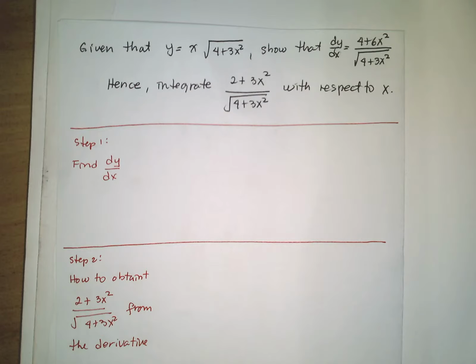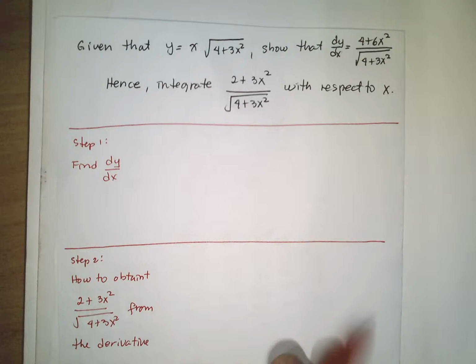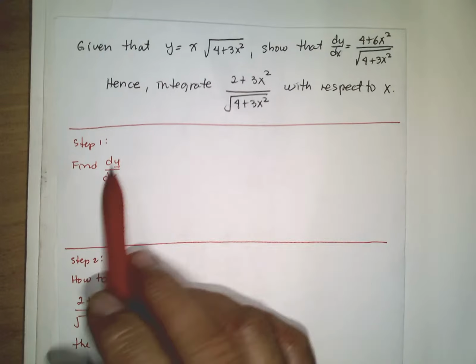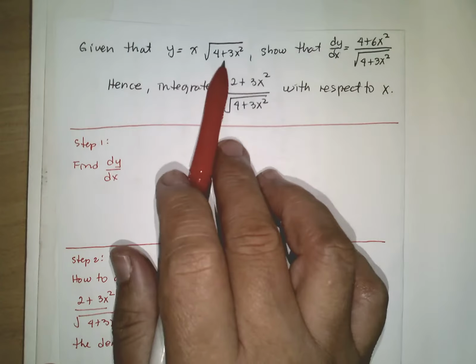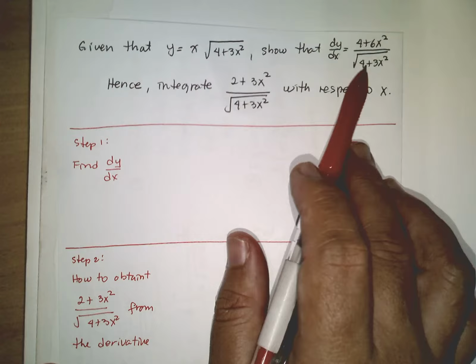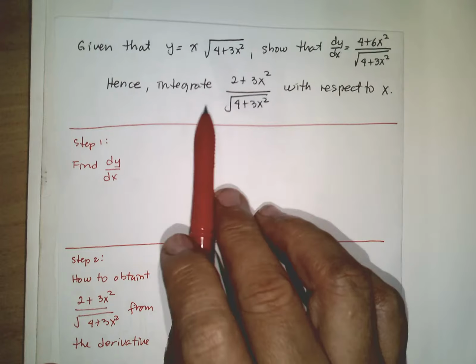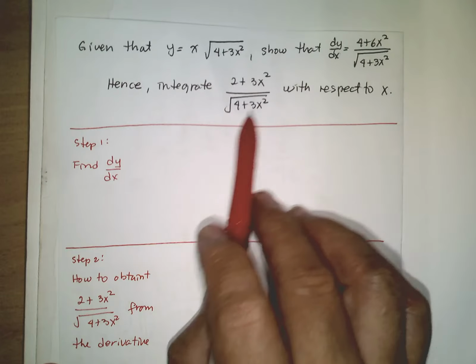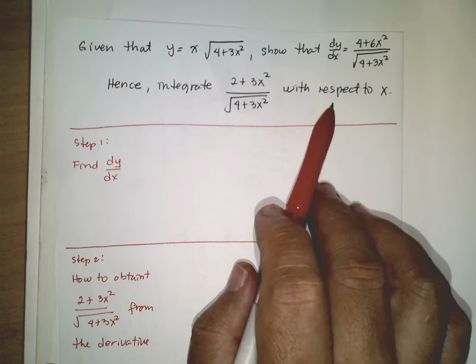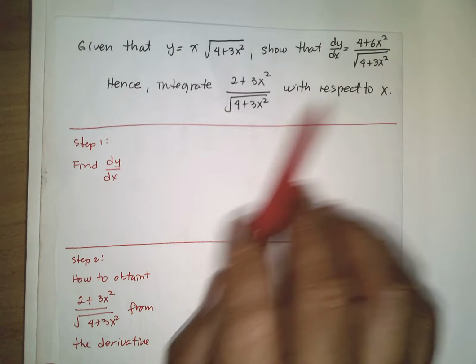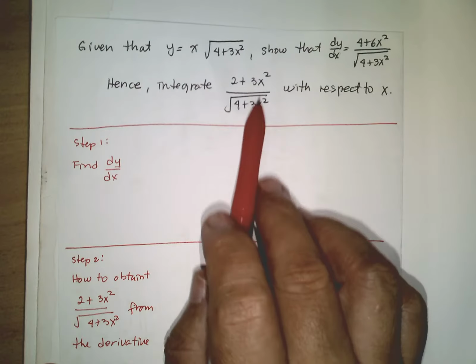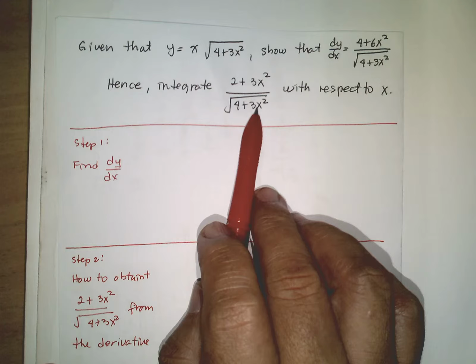Alright, so this is part 2 of our lesson 5, further integration. Again, you need to listen very well as I go along to the process. Step number 1 is to find the dy/dx. Given that y is equal to this, show that dy/dx equals this one, and hence integrate these functions with respect to x. It is with respect to x because this function is using variable x.